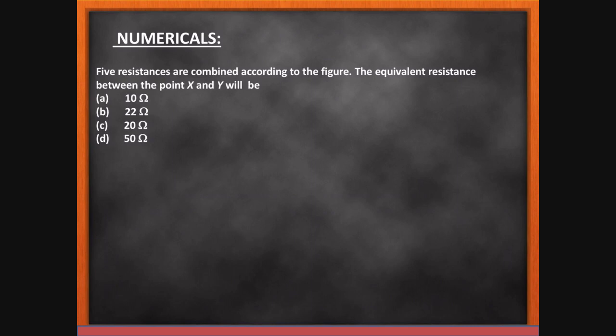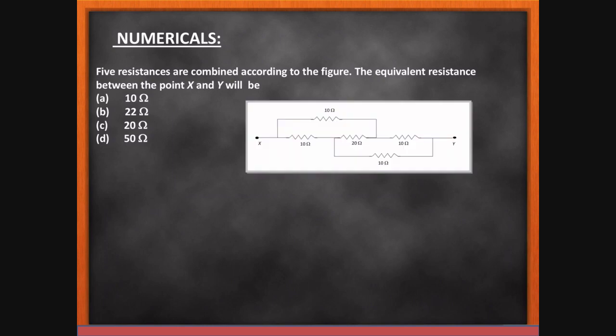Now take one numerical. We have 5 resistors combined as in the figure. So this is the figure: 10 ohm, 10 ohm, 20 ohm, 10 ohm and 10 ohm. So the equivalent resistance between X and Y will be? So this is the simple circuit. That's the solution. We can reduce the circuit like a symmetric circuit here.